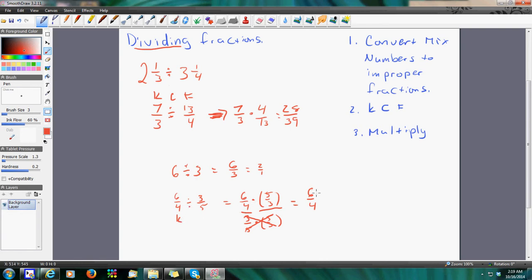I changed my division to multiplication, and I had 3/5, but now I'm multiplying by 5/3, so I flipped that. And you'd get 30/12, which is the same as, well, I'm actually going to simplify this before I convert it back. I recognize that 6 goes into both, so I'm going to divide both by 6. And I'd get 5/2, which is the same as 2 1/2.